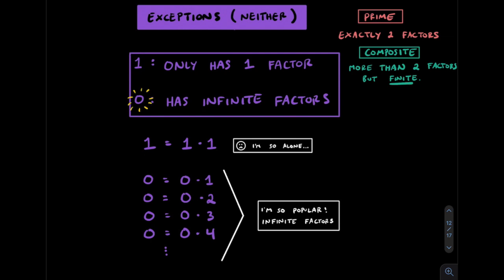And the second exception is 0. The reason why 0 doesn't get to be prime or composite is because it has infinite factors. Think about it real quick. We could say 0 times 1, 0 times 2, 0 times 3, and 0 times 4, and so on and so forth, right? We can go on forever with the factors. While composite numbers have a finite number of factors, 0 has an infinite number of factors.